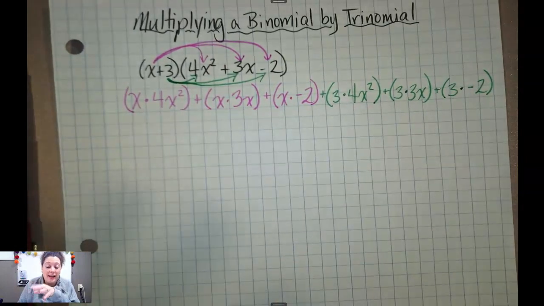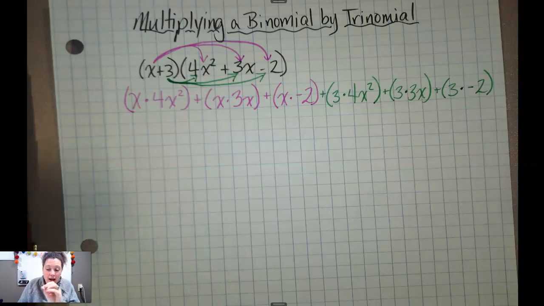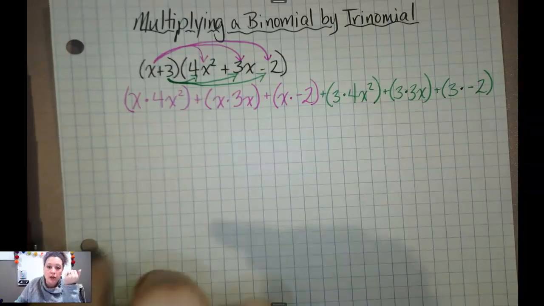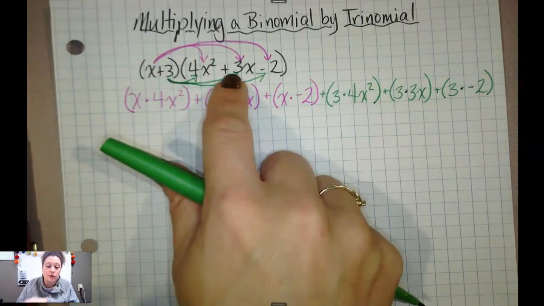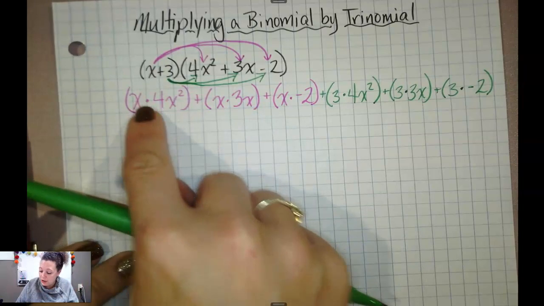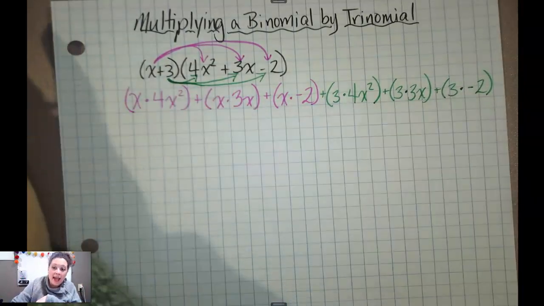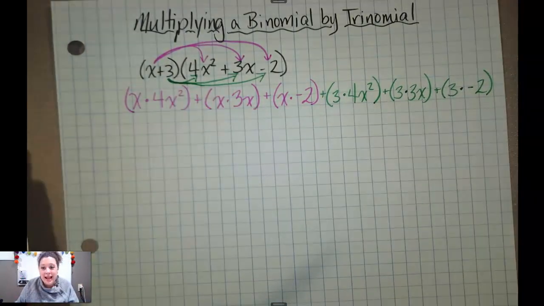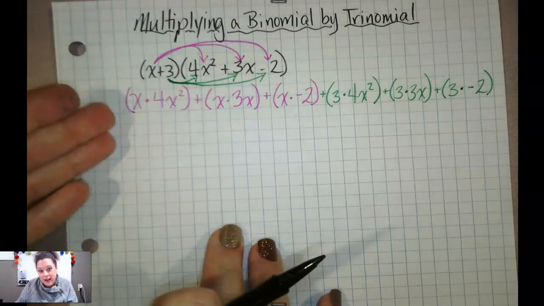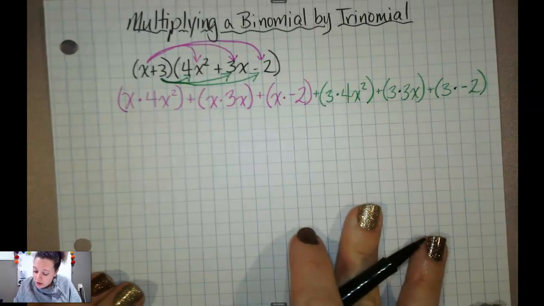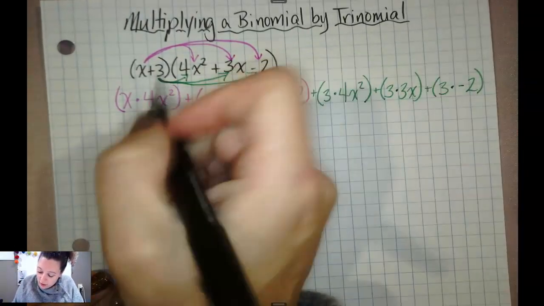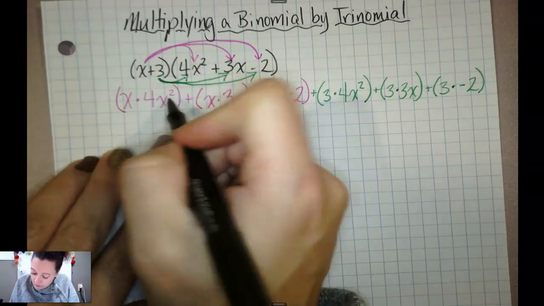So now we've created 6 separate multiplication questions, essentially. And we should have 6, because here's why. I have 2 terms here, I have 3 terms here. So 2 times 3 is 6, meaning I should have 6 multiplication problems, and I do. So now this next step is to simplify this, to start to clean this up and make it look a little bit neater. So attacking each of these 6 questions, we have x times 4x squared.